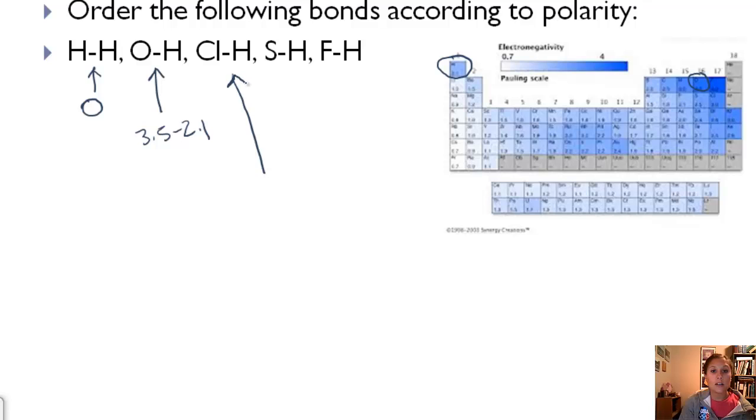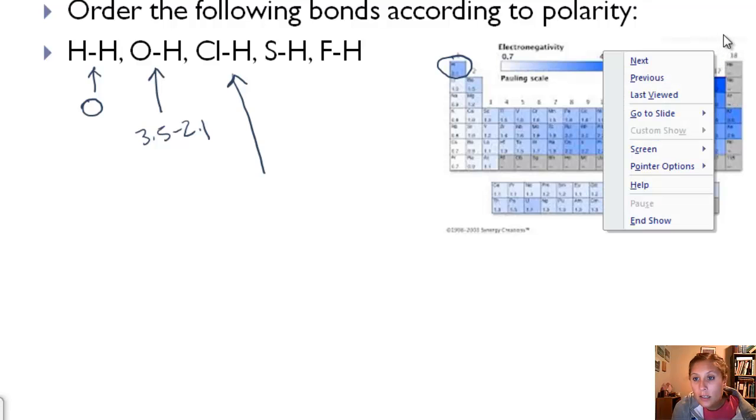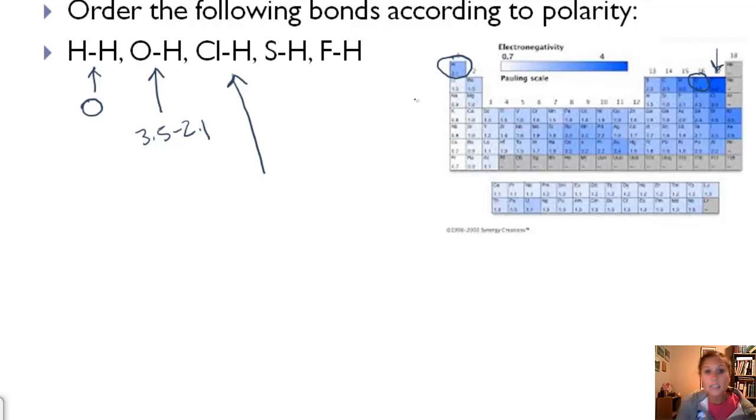If we look at the chlorine to hydrogen, chlorine, where are you? Okay, we've got chlorine in the halogens, so our difference with chlorine to hydrogen is 3.0 minus 2.1. If we look at sulfur to hydrogen, we've got 2.5 to 2.1, and then fluorine to hydrogen is 4.0 to 2.1. Noticing that that fluorine atom has the largest electronegativity, and it's also in the upper right-hand corner.